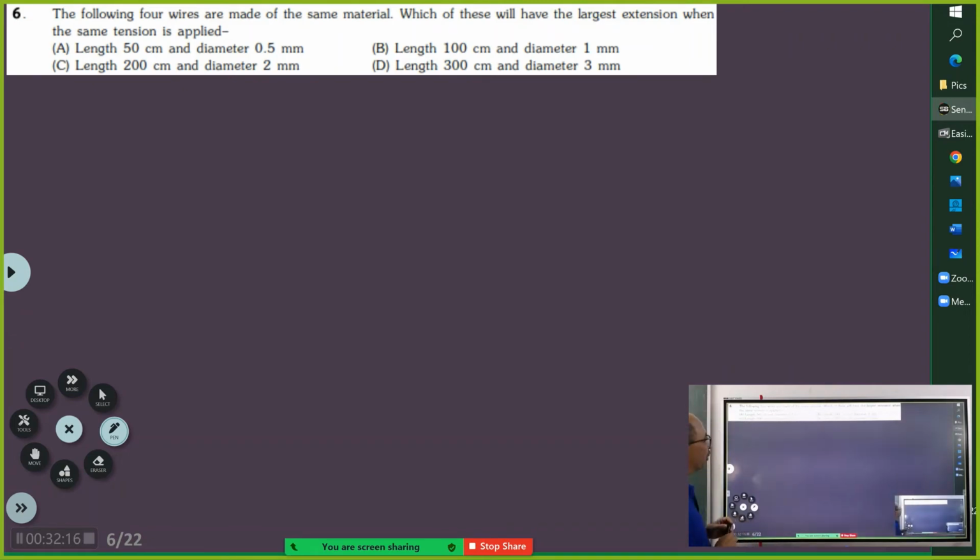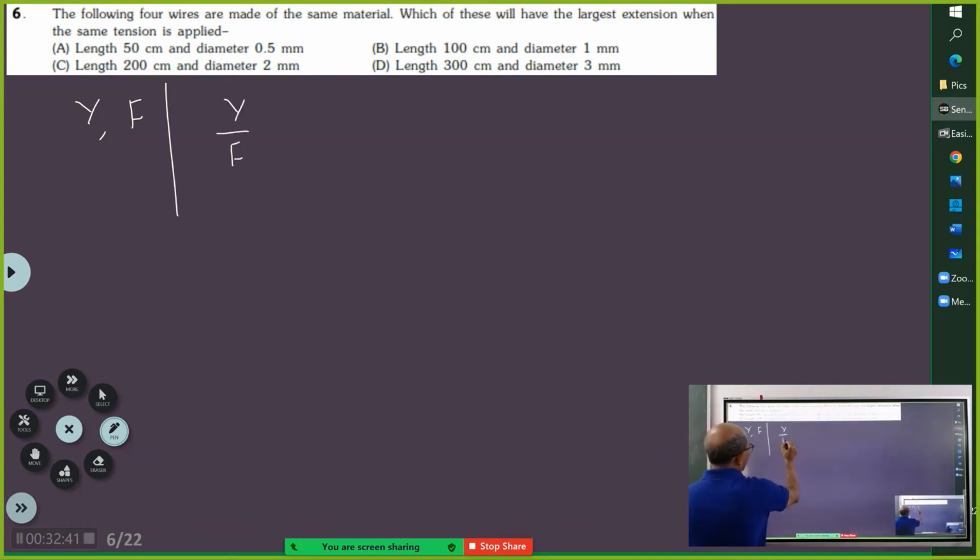Right. The following four wires are made up of the same material. Which of these will have the largest extension for the same tension applied? So they are told same material, that means Young's modulus is the same. And same tension, force is also the same. So these two factors are the same. So our formula simply becomes F by A will be equal to the original length L divided by A into delta L. This term is a constant.